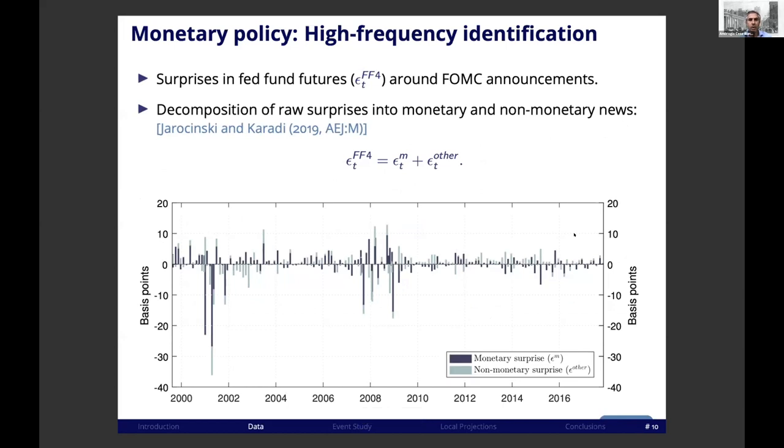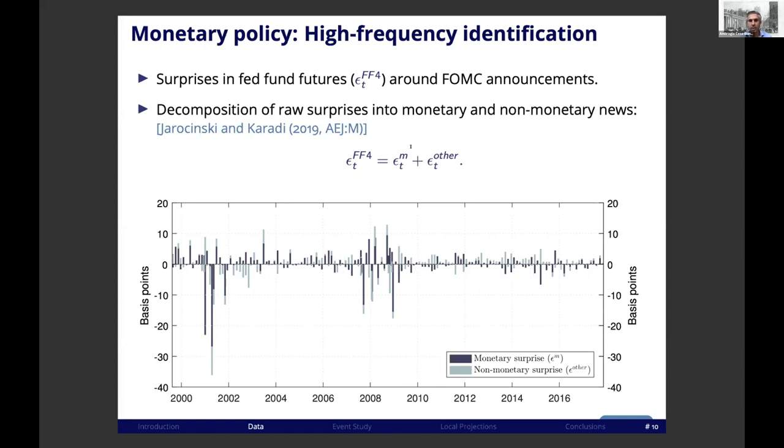Finally, a quick word on monetary policy. We're going to follow here the widely used high-frequency identification approach. We're going to start taking Fed funds futures around the FOMC announcements, and then we decompose these raw interest rate surprises into a monetary and a non-monetary component, following the approach of Jarociński and Karadi. So what you have in these charts are the raw surprises decomposed into the monetary and non-monetary component.